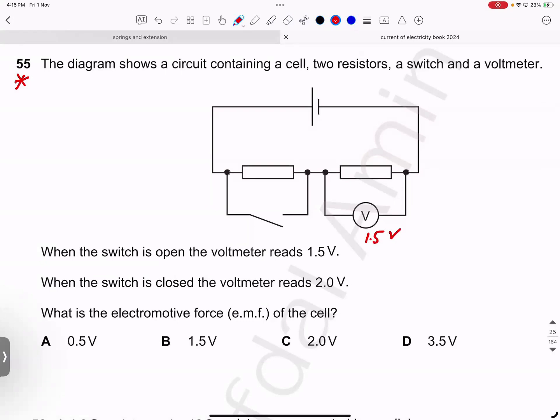Let me tell you what circuit they are talking about. Switch open, so current will go this way. It means this 1.5 is right now for both resistors. 1.5 is for resistor 1 as well as for resistor 2. When the switch is closed, let's close that. Now current will come this way.